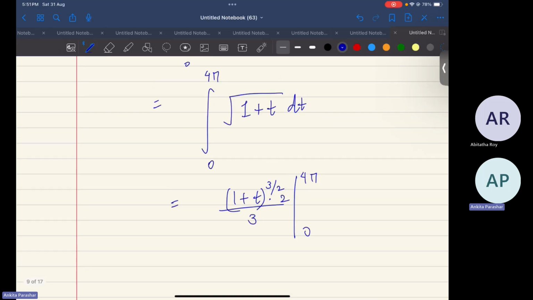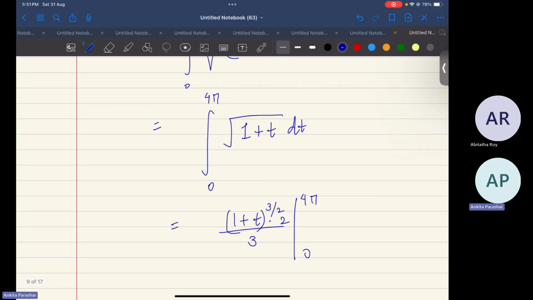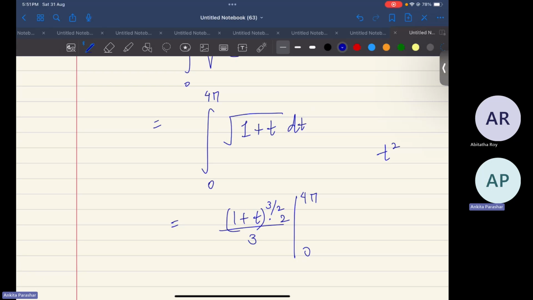No, no, no. That's all. Suppose I ask you, what do I say? Sine t square. How do you integrate this? No, I think before that you have to change something. It's not that simple.